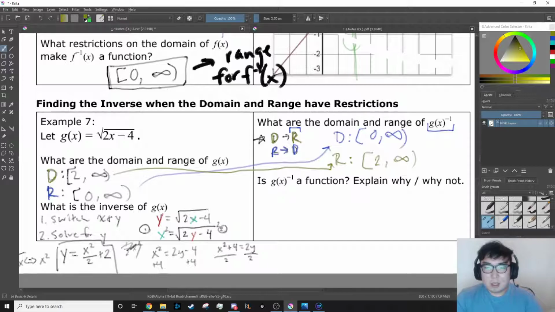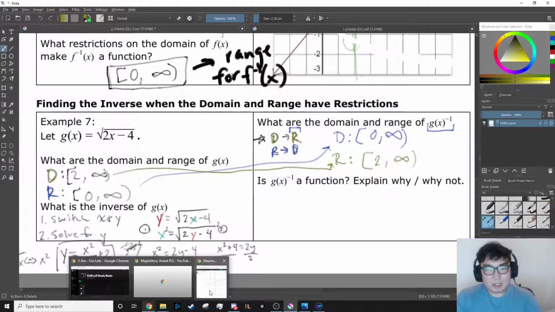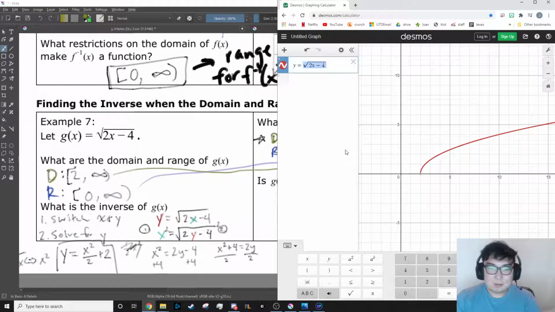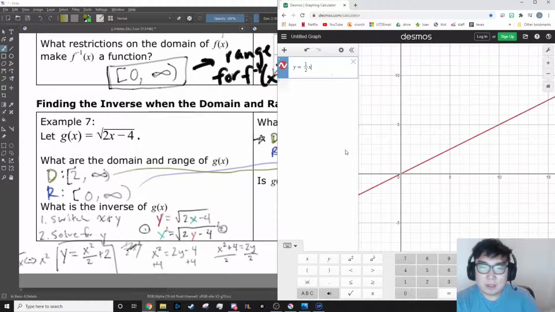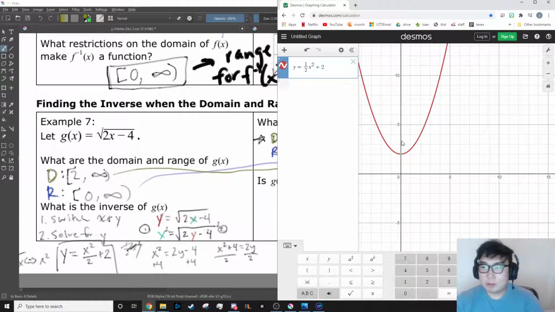But that doesn't seem right. So let's check it. So let's do 1/2 x squared plus 2 plus 2. There we go.